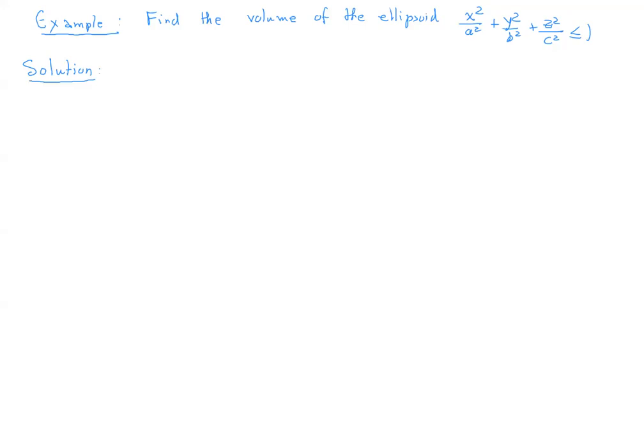So the solution is that we are going to use the following change of variables. So x will be au, y will be bv, and z is going to be cw. Obviously, u, v and w are the new variables. Let's write z a little better because nobody can read it this way. And the Jacobian is very simple, right?